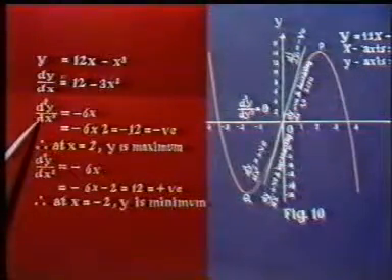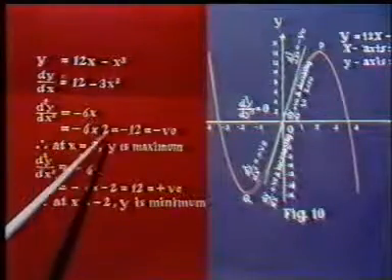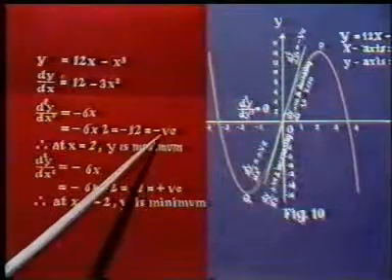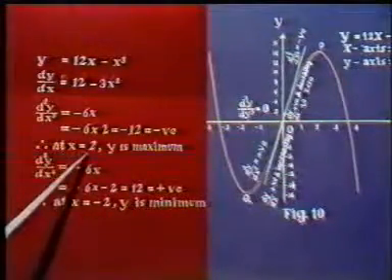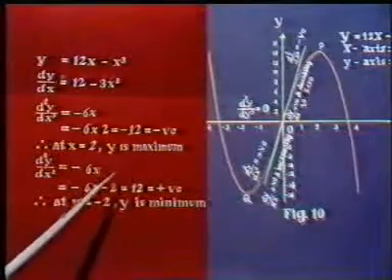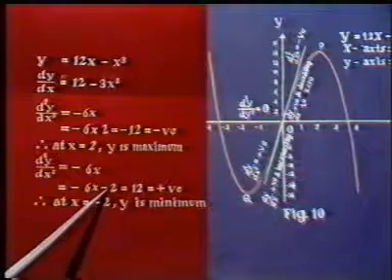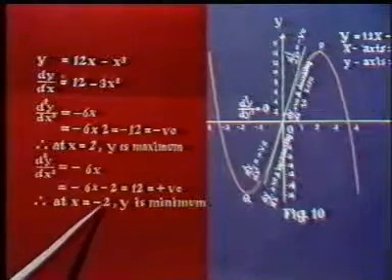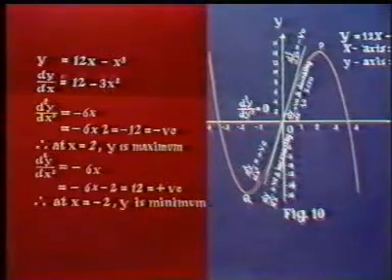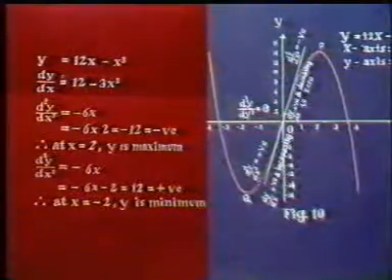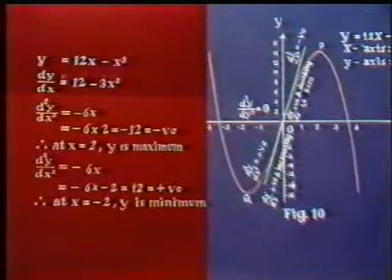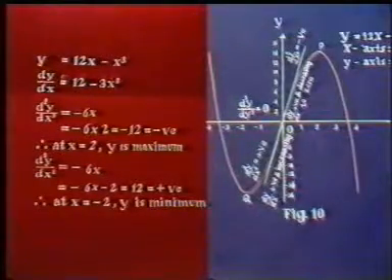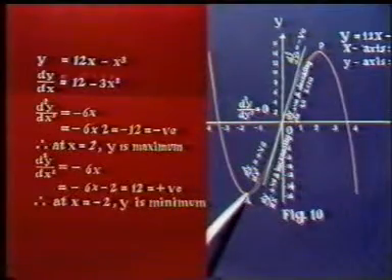d²y/dx² is equal to -6x. At x equal to 2, d²y/dx² is equal to -12, that is negative. Therefore, at x equal to 2, y is maximum. At x equal to -2, d²y/dx² is equal to 12, that is positive. Therefore, at x equal to -2, y is minimum. The same result is confirmed from the graph also. In the graph, y is maximum at P, x equal to 2, and y is minimum at Q, x equal to -2.